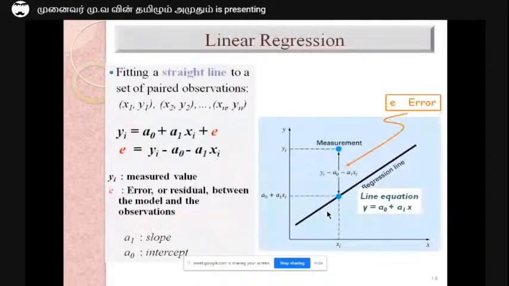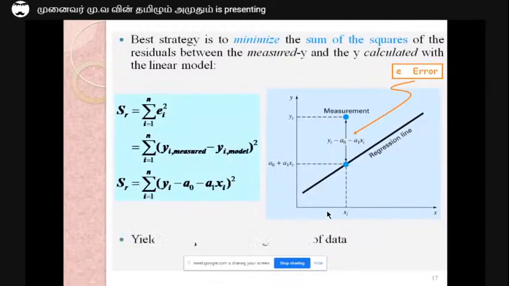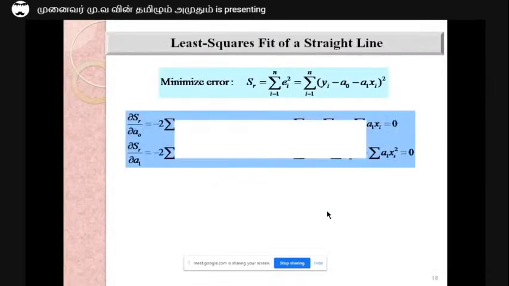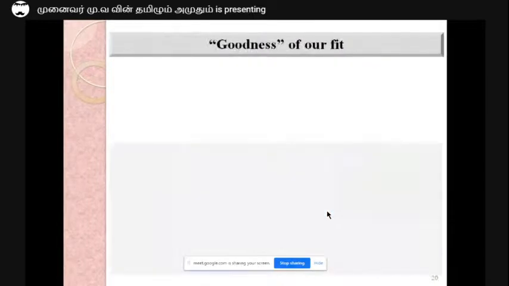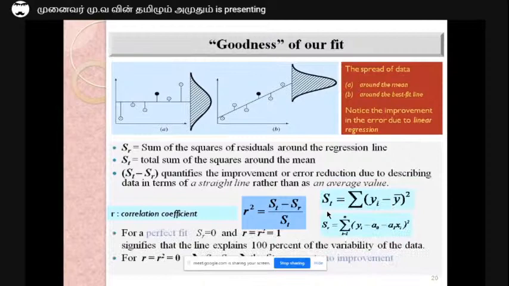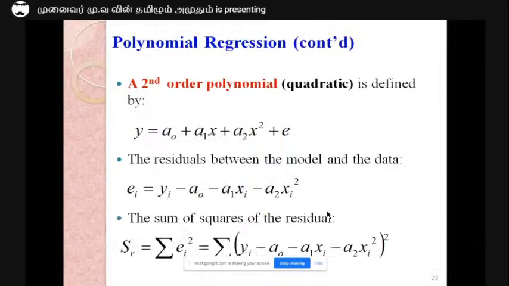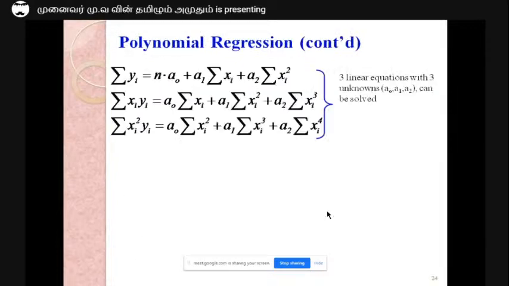How we can do the mathematical model or empirical model. Goodness of fit, this is very important. This is correlation coefficient. The same thing for the polynomial regression for higher order. Second order polynomial: how we can do the second order polynomial?